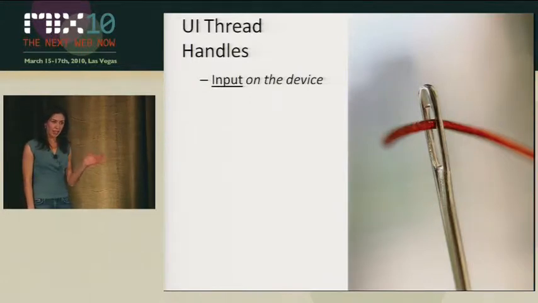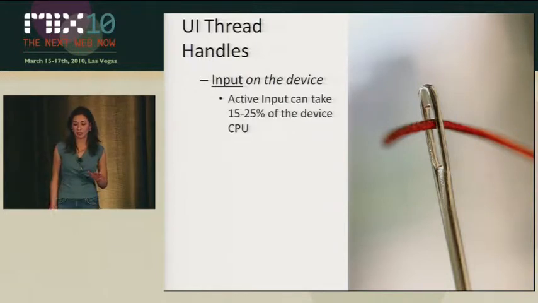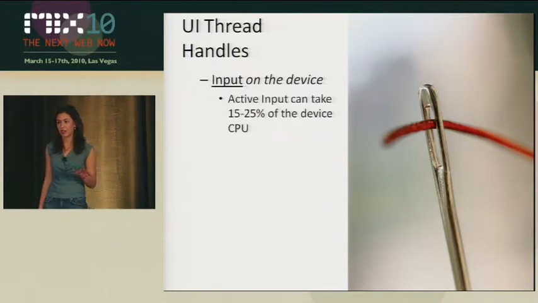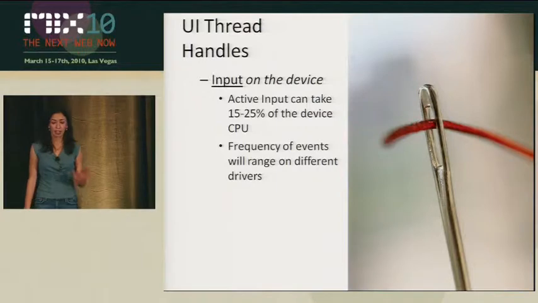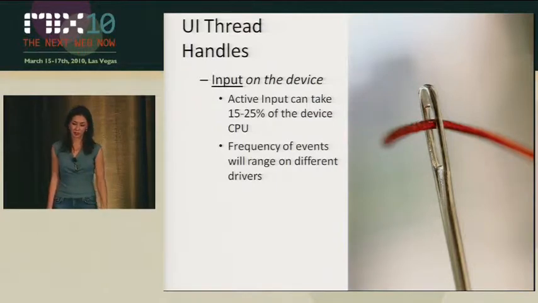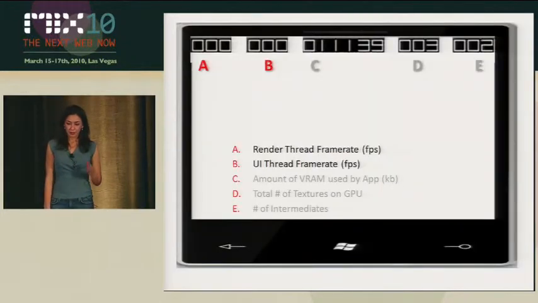UI thread will handle input. And input is different on the device than it is on the desktop. Expect it to take active input around 15 to 25% on the device for CPU. This is very different from desktop. And that's outside of the Silverlight code base. The frequency of events will range depending on the hardware. And this is just a natural thing about being that much closer to the metal on a device.